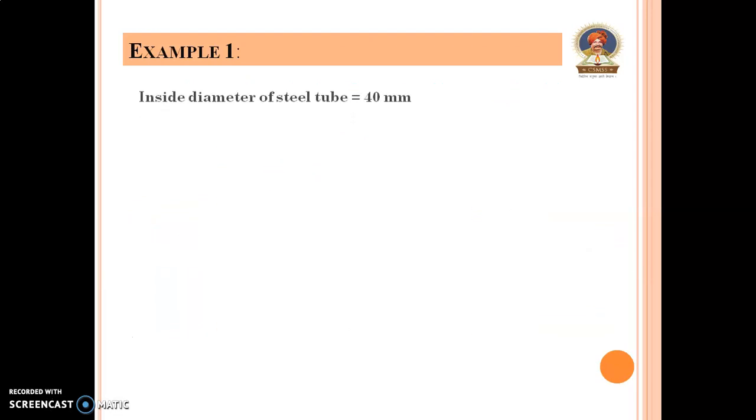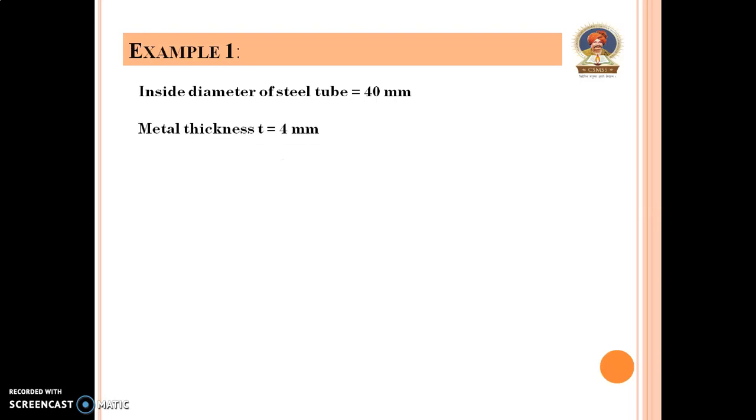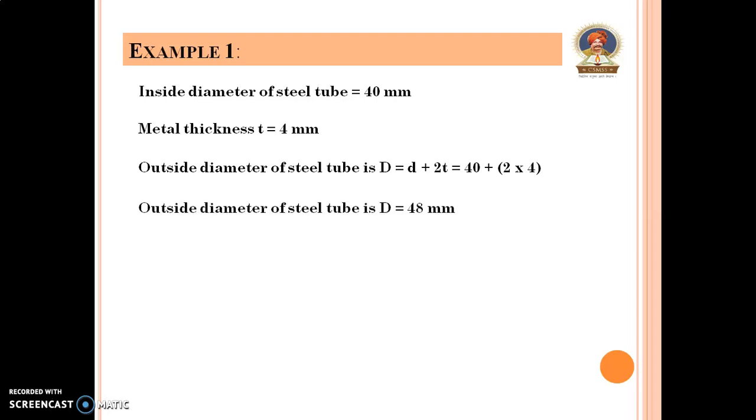Now the inside diameter of the steel tube is 40 mm, metal thickness T is equal to 4 mm. So the outside diameter of the steel tube is equal to small d plus 2t, that is 40 plus 2 into 4, then the outside diameter is equal to 48 mm. Axial load 60 kilonewton is acting on the body, that is converted into Newton, P is equal to 60 into 10 raised to 3 Newton.